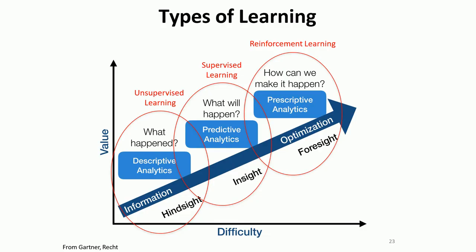So let's see these three different learning algorithms in a paradigm of difficulty. What happened is basically concerned with unsupervised learning, which is a field of descriptive analytics. Whereas what will happen is predictive analysis, that's insight, and that's the supervised learning techniques. And how can we make it happen? That is prescriptive analysis, that's foresight, and this is basically dealt with by reinforcement learning. So how can we make it happen, right? That's reinforcement learning because it works on trial and error method.